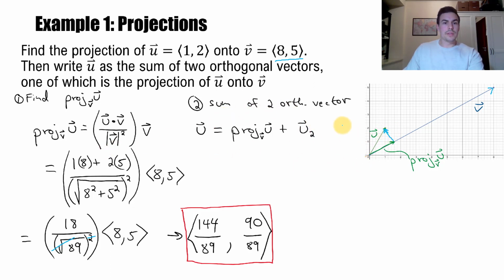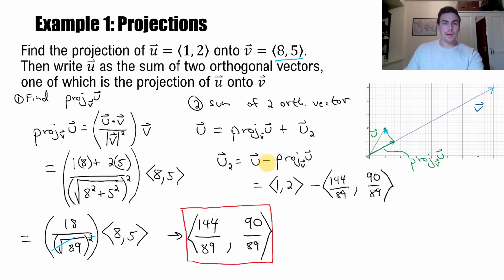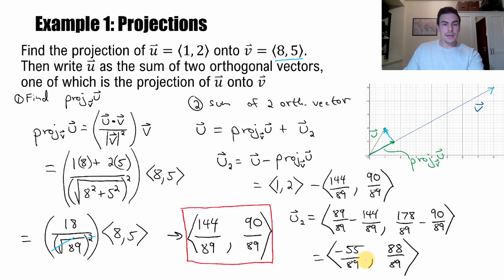Okay, so if we solve this for u2, that's just going to be vector u minus the projection of u onto v. Now both of these are just vectors, right? And we know how to subtract vectors, especially in component form. That's just going to be 1 minus our 144 over 89 and 2 minus our 90 over 89, like so. And so u2 is going to be negative 55 over 89, 88 over 89.